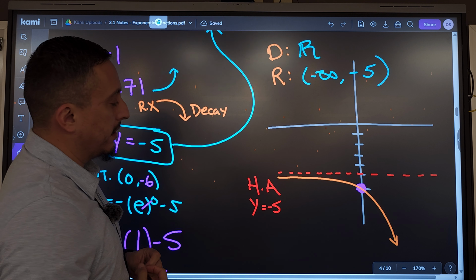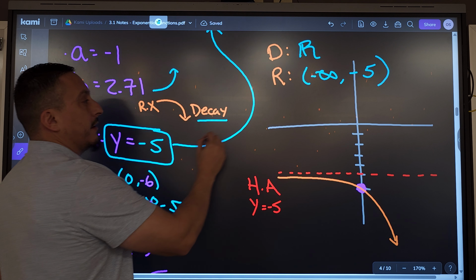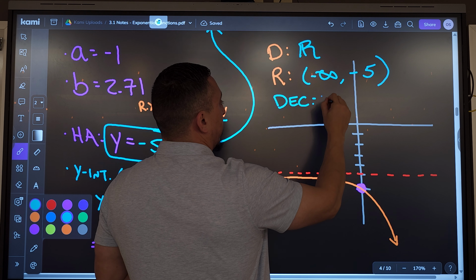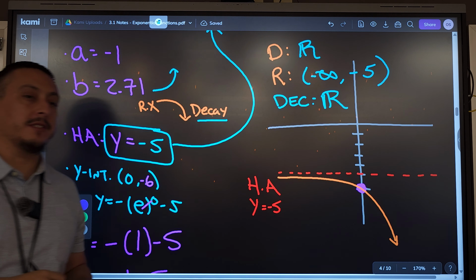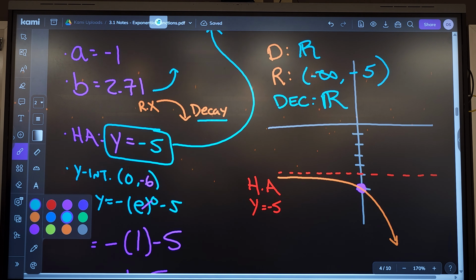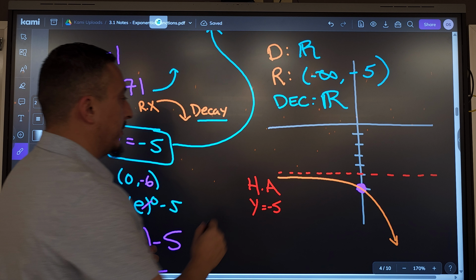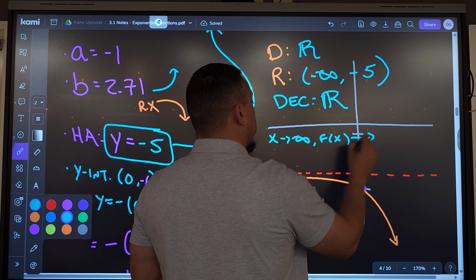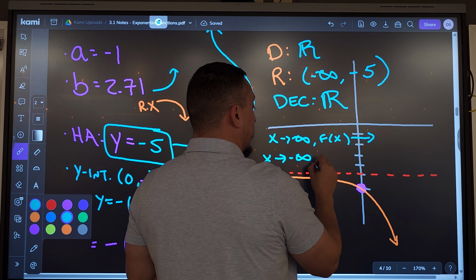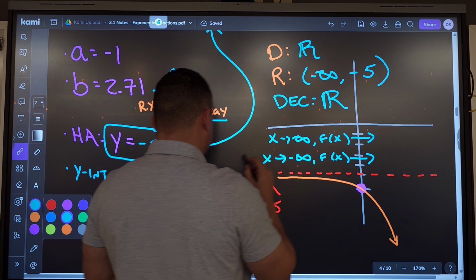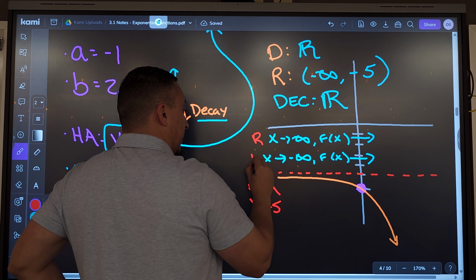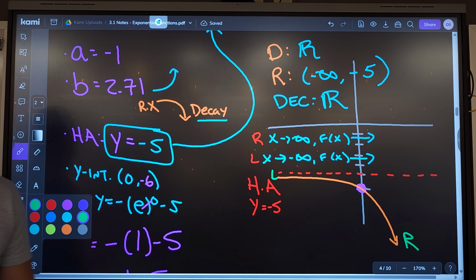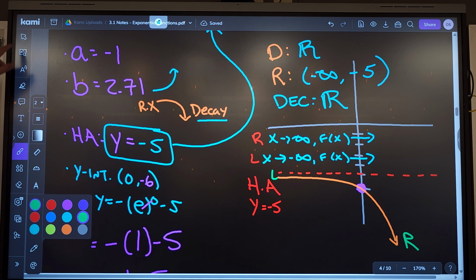Increasing or decreasing? Decreasing. Right? We said earlier that was a decay. So it's a decay or decreasing at all real numbers. In other words, it's always decreasing, always going down. And then x goes towards infinity as f of x goes where? X goes towards negative infinity as f of x goes where? So again, this is the right arm, that's your left arm. Okay, I think it helps to put the L and the R just so you're sure.